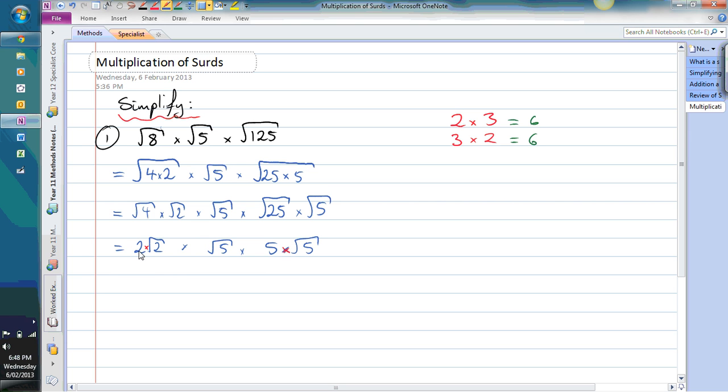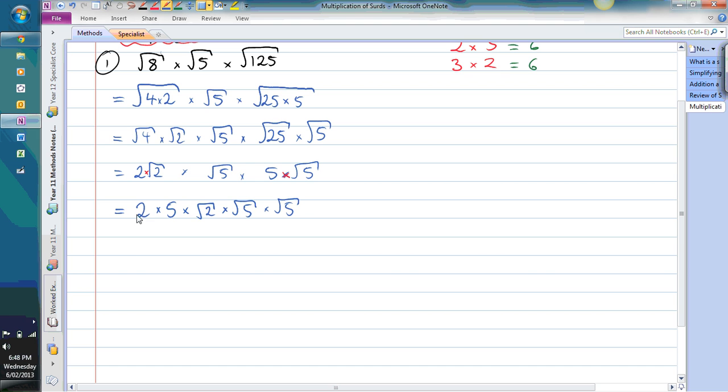What we can do is put all of the numerals first. So I'll do the 2 times 5 first. Then I'm going to do my square root of 2 and my square root of 5 and my other square root of 5. And let's just check we've got them all there. 1, 2, 3, 4, 5 up there. 1, 2, 3, 4, 5 here. Good. We're sorted.